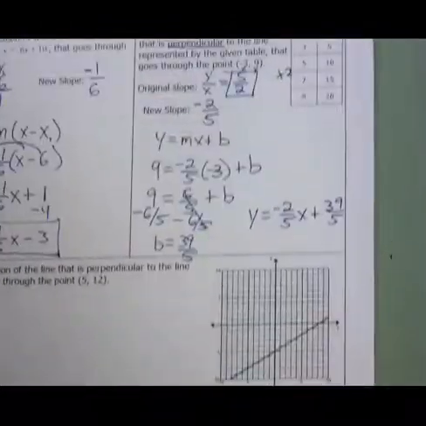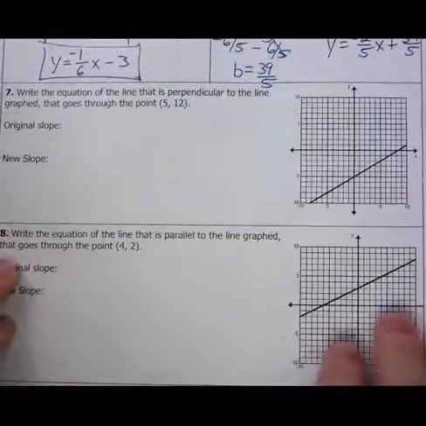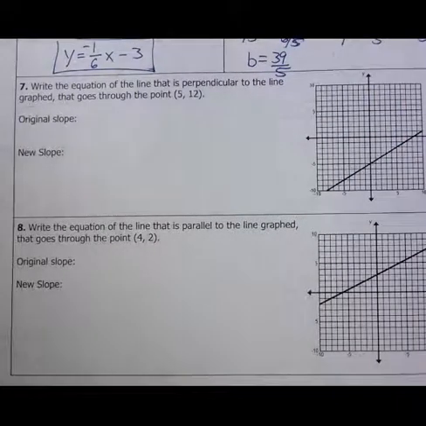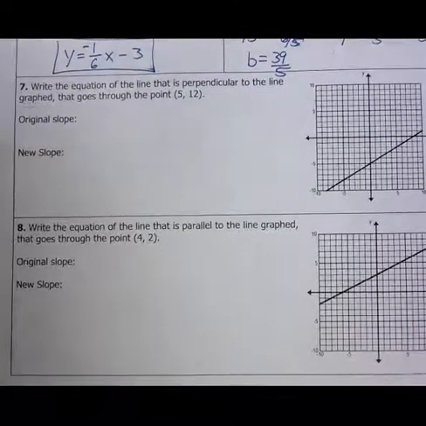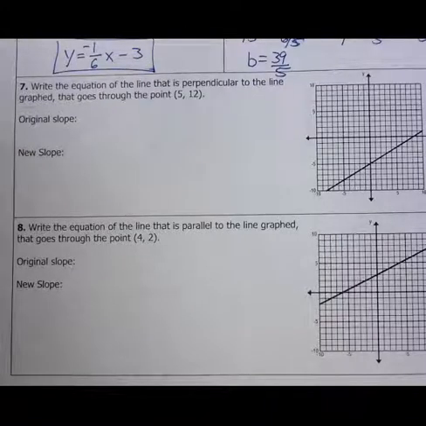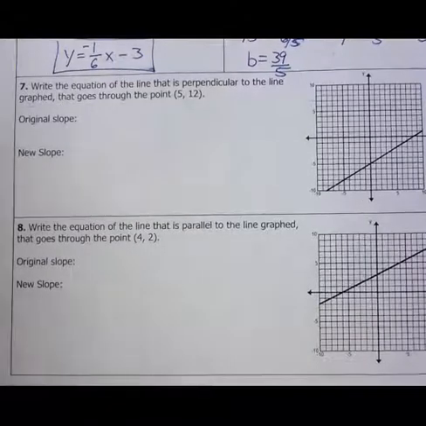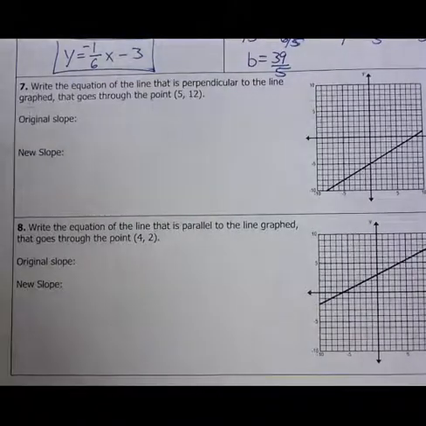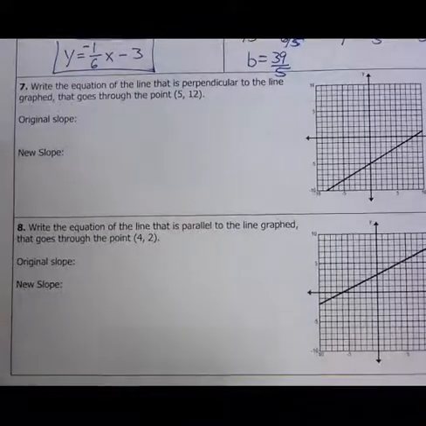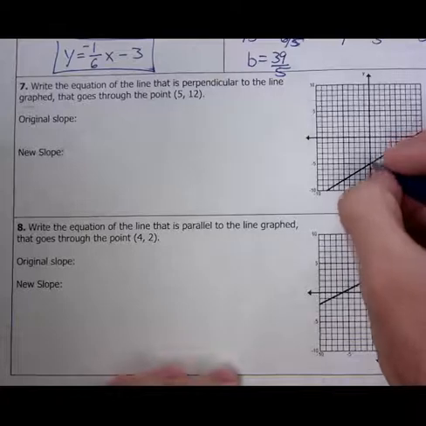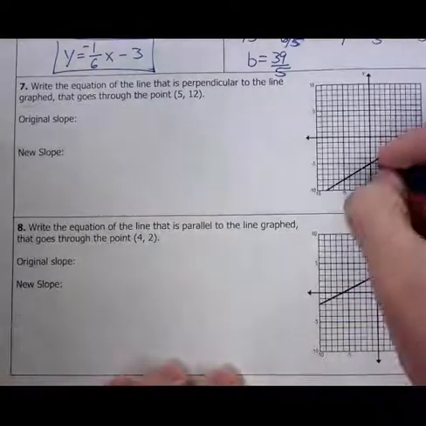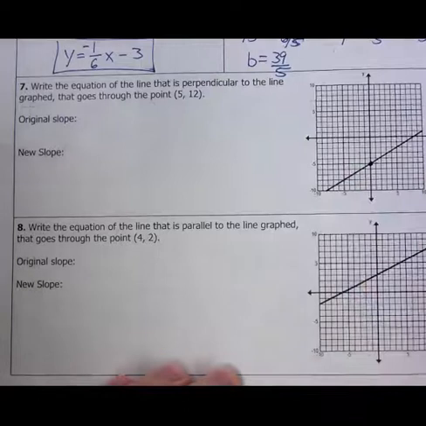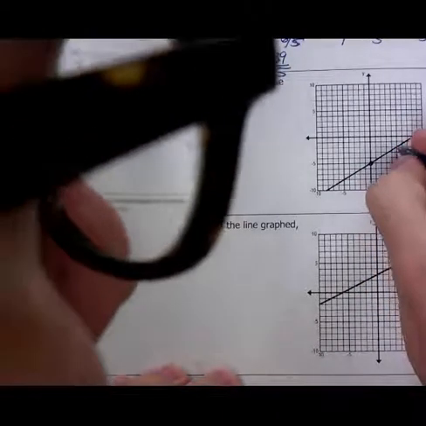All right, moving down to our graphs. I write the equation of the line that is perpendicular to the line graphed, that goes through the point 5, 15. Okay. All right, so let's see here. Our original slope. So first thing we notice is that it's positive. And then we need to find perfect points. There's one perfect point. I hate these. There it is.